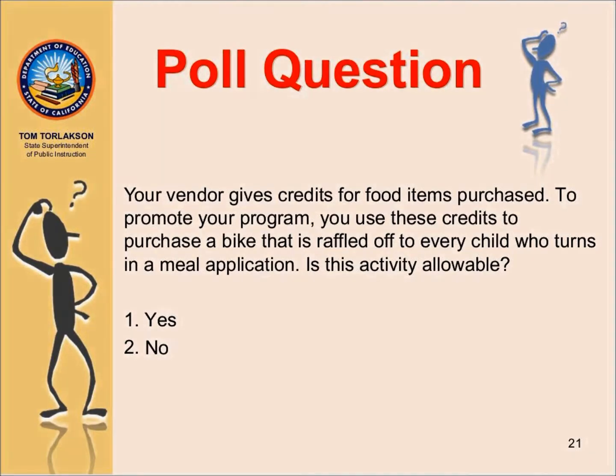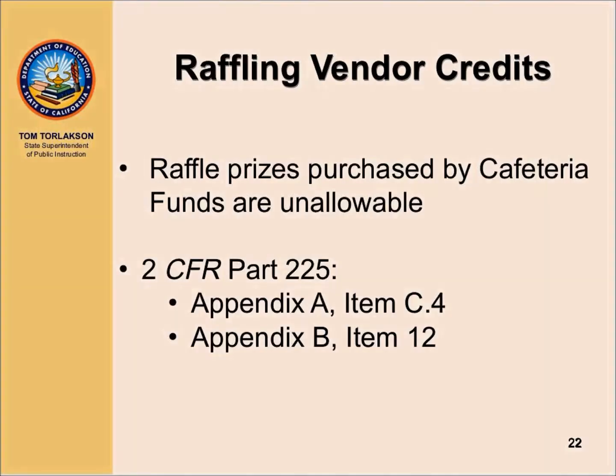The answer to the question is no. 2 CFR Part 225, Appendix A, Item C4, Applicable Credits, states: applicable credits refer to those receipts or reductions of expenditure-type transactions that offset or reduce expense items allocable to federal awards as direct or indirect costs. Examples of such transactions are purchase discounts, rebates or allowances, recoveries or indemnities on losses, insurance refunds or rebates, and adjustments of overpayments or erroneous charges.